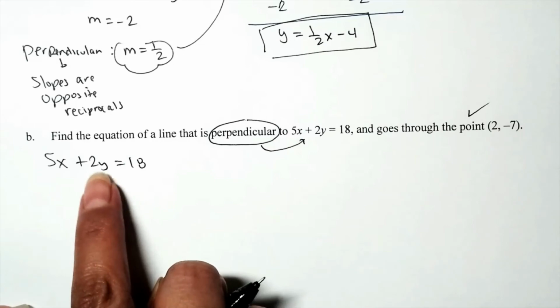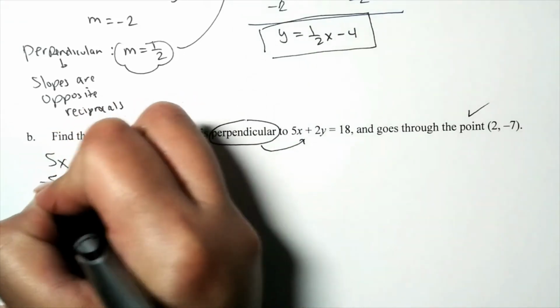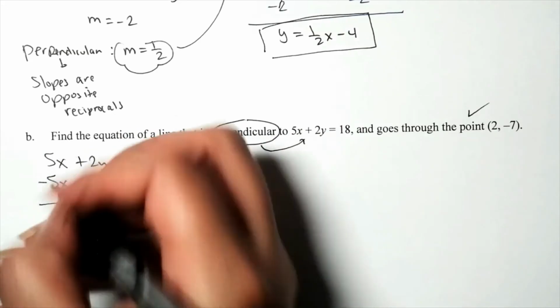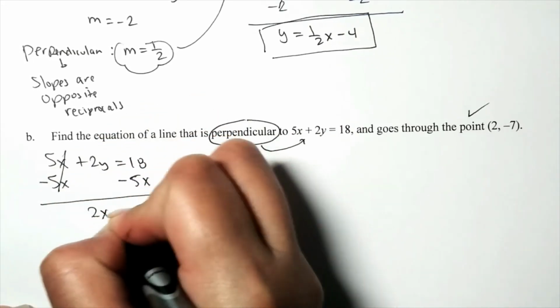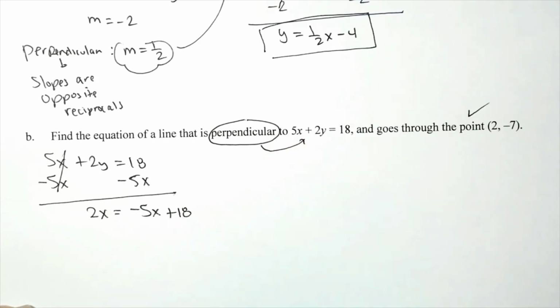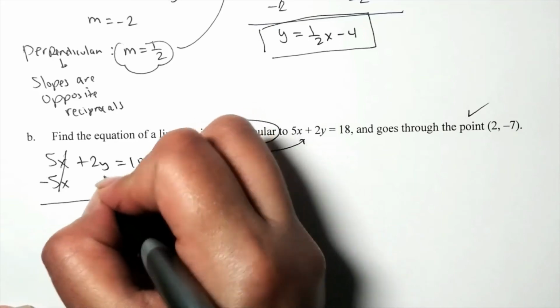So let's isolate that y term. If you're not with the y, you gotta go. So let's go ahead and subtract 5x from both sides, and that will leave us with 2y equals negative 5x plus 18. To finish it off, what did I do?